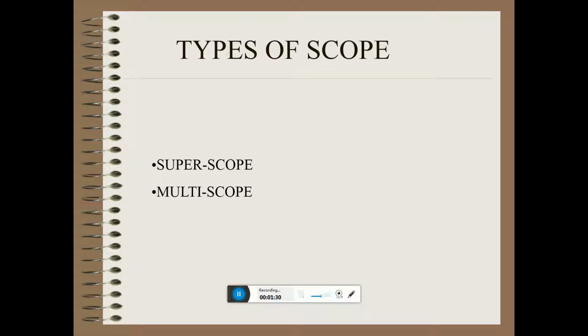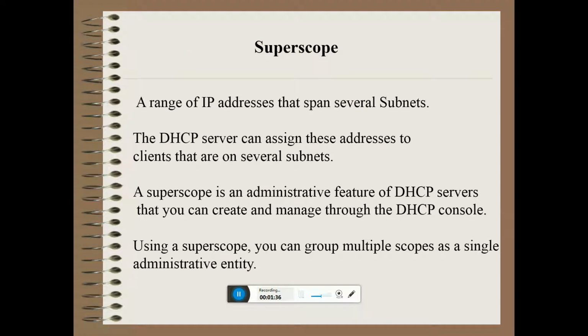Types of scopes: superscope and multiscope. Superscope is one function, multiscope is the second one. Superscope. This is a range of IP addresses that spans several subnets, and the DHCP server can assign these addresses to clients on several subnets.